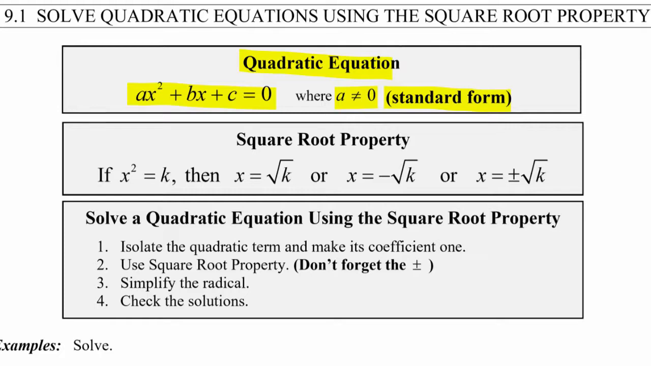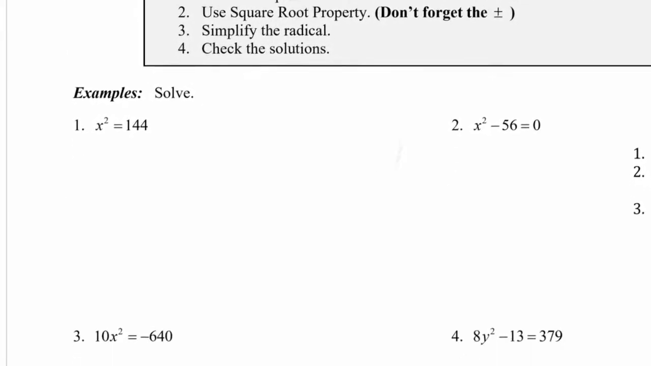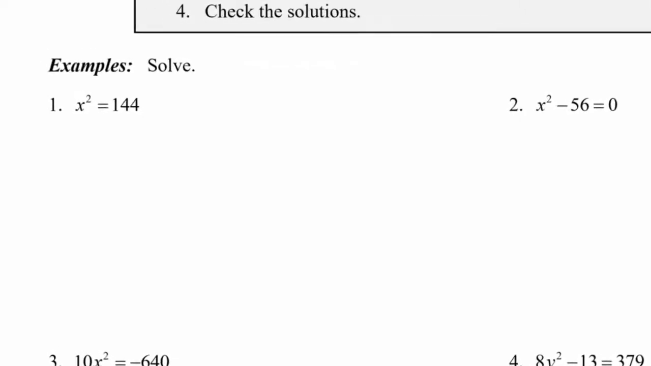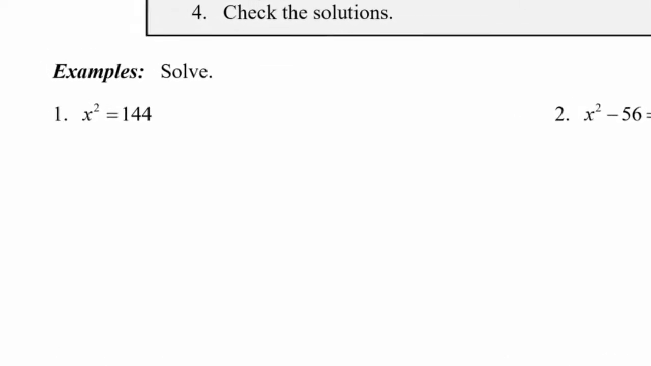So let's go right to the first example. Okay, so here we go. We're solving x squared equals 144. So you've got an equation. You want to solve for x. Okay? And so what are we looking for? Well, we're looking for a number that we square to get 144. And if you said 12, then you are absolutely right. Okay? So 12 squared is 144.